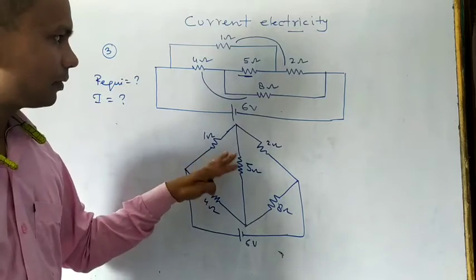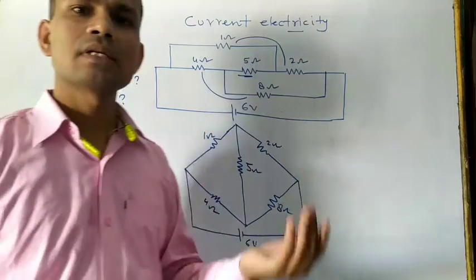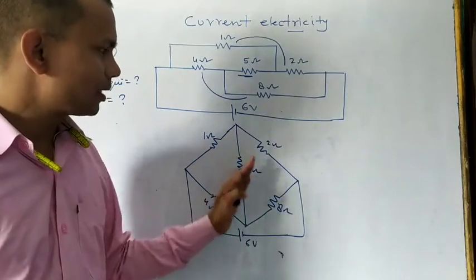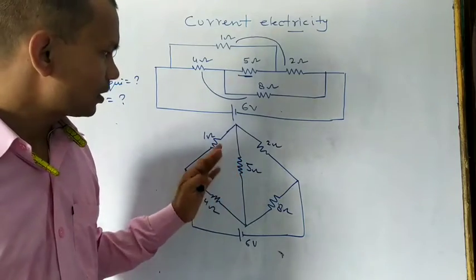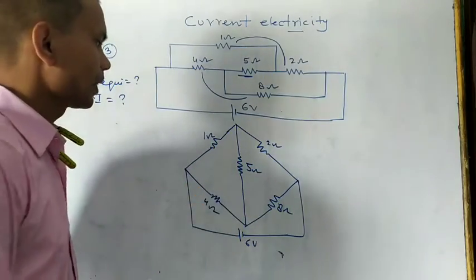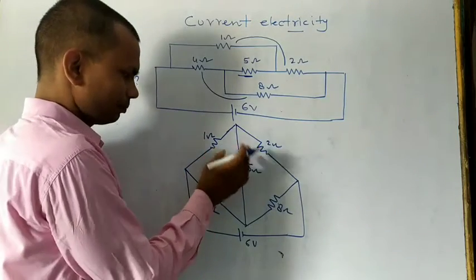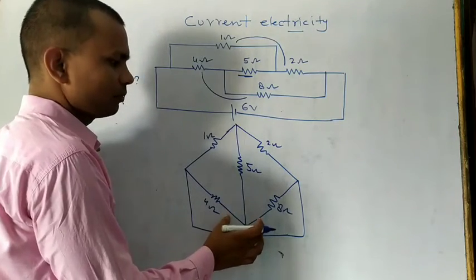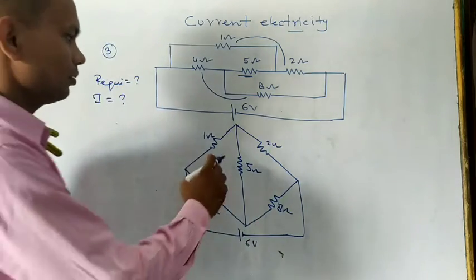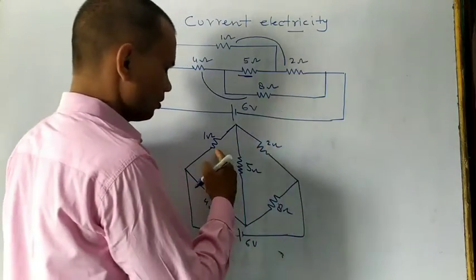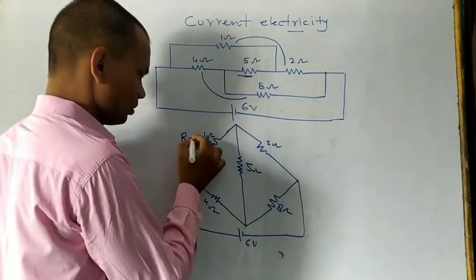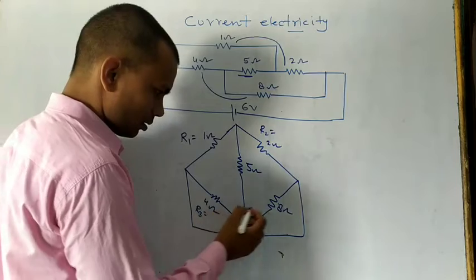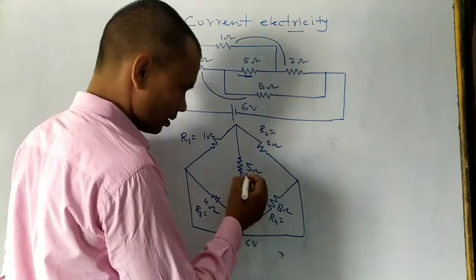Now if these resistances are forming the Wheatstone bridge, then this is the property of the Wheatstone bridge. When the bridge is in balance condition, balance condition means the ratio of this and this must be equal to the ratio of this and this, right? So here you have to find the ratio of this and this. Suppose this is R1, then R2 is 2 ohm, this is R3, and then this is R4.